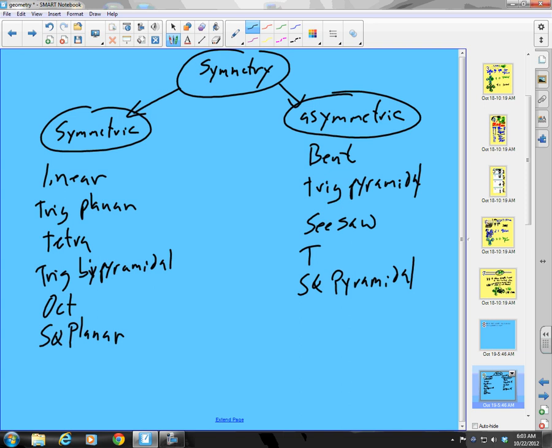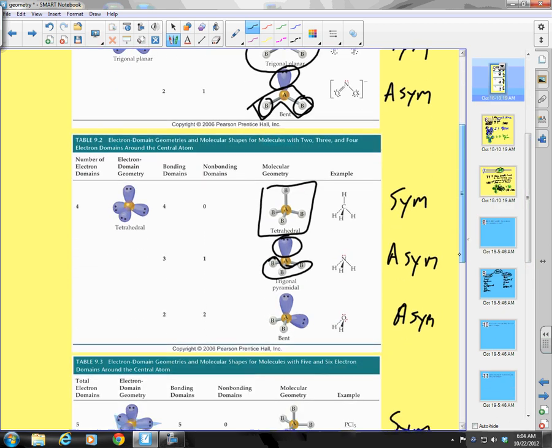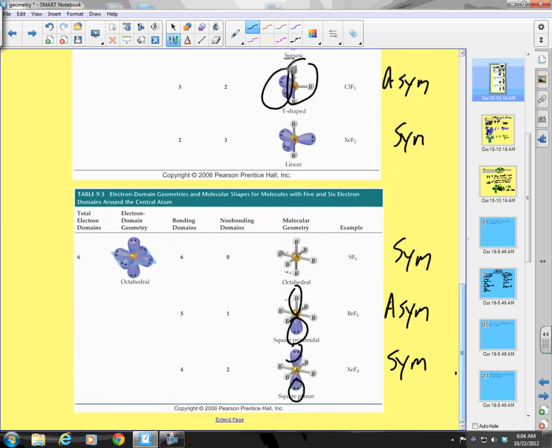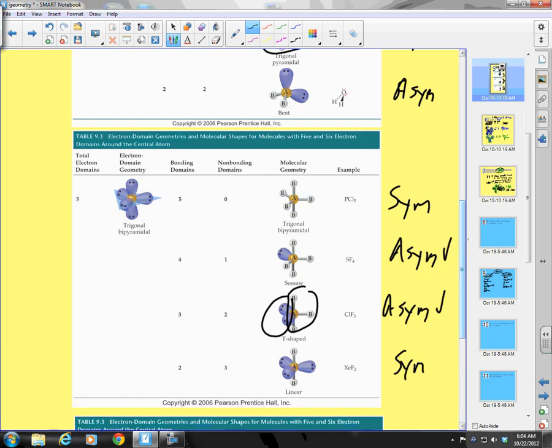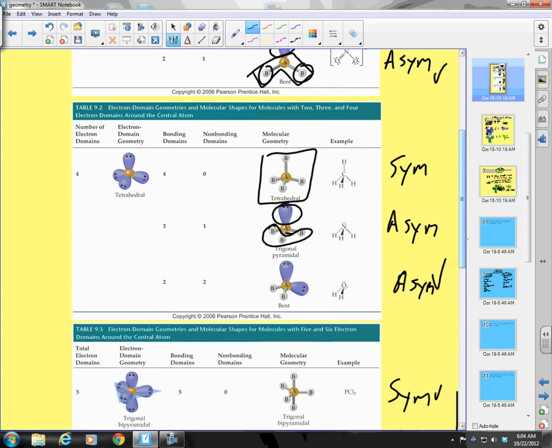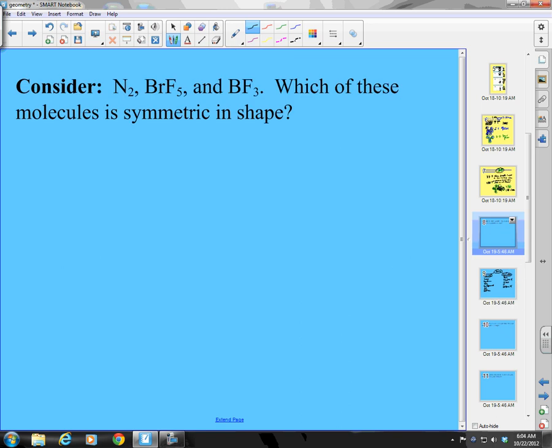1, 2, 3, 4, 5, 6, 7, 8, 9, 10, 11. Let's see. 1, 2, 3, 4, 5, 6, 7, 8, 9, 10, 11, 12, 13. Let's see. What do I have here? Square planar, yes. Square pyramidal, yes. Octahedral, yes. Linear, we've covered. T-shaped, seesaw, trigonal bipyramidal, yes. Bent, yes. We have a couple bents, yes. Okay, I think we have them all. Good. So that's how we tell. We just have to kind of memorize this, guys. All right? Good. So let's figure this out.